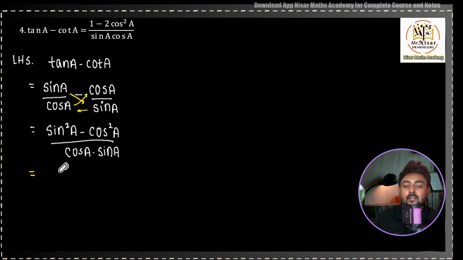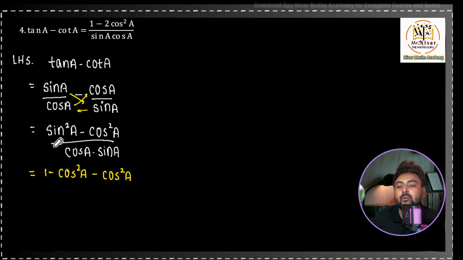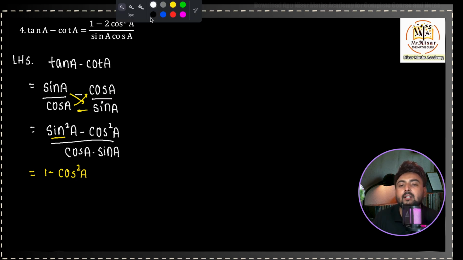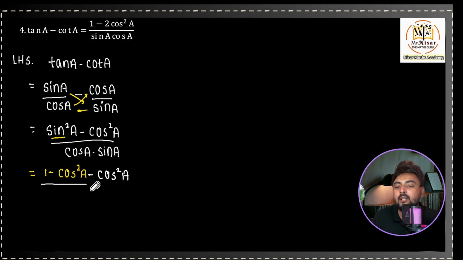So what will happen? Sin square is equal to 1, and that plus cos square goes to this side and becomes minus. So can I say that sin square a is nothing but 1 minus cos square a, so we get 1 minus cos square a minus cos square a. See what I have done? I have converted this sin square a as 1 minus cos square a. For your better understanding, I'll write everything in white, and whenever I change a step, I'll make it yellow. So you can see I have changed sin square a as 1 minus cos square a.